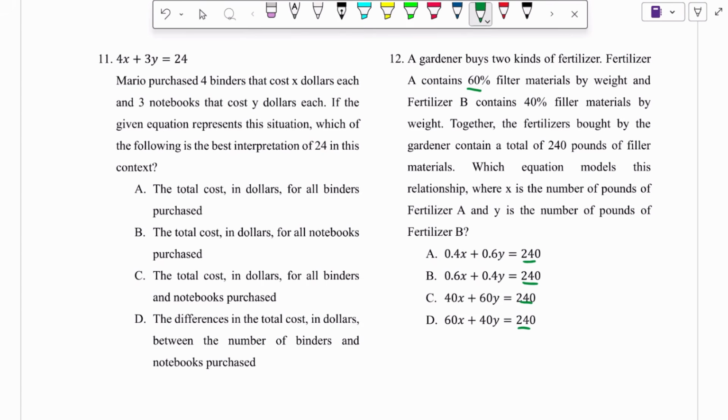If I take a look here, x really has to be 0.6 because if you take 60% and convert it into decimal form, you move it 2 places back. That's how I get 0.6. 40% is going to turn into 0.4y equals 240. Common mistakes are answer choice C. 40% is not 40x. 60% is not 60y. The same thing goes for D down here. Whenever you have percents, you more than likely want to convert them to decimal form. Answer choice B on this setup.